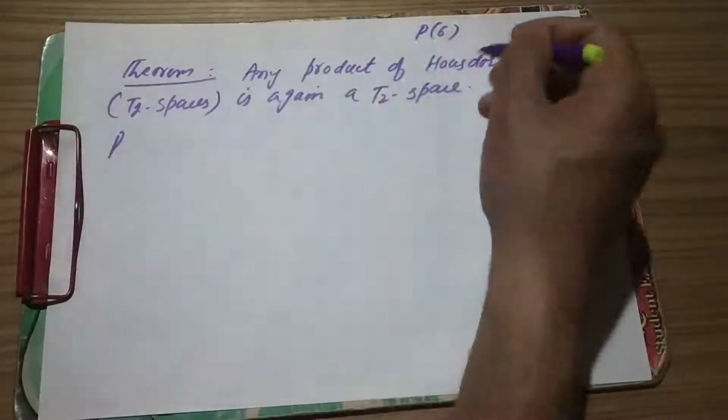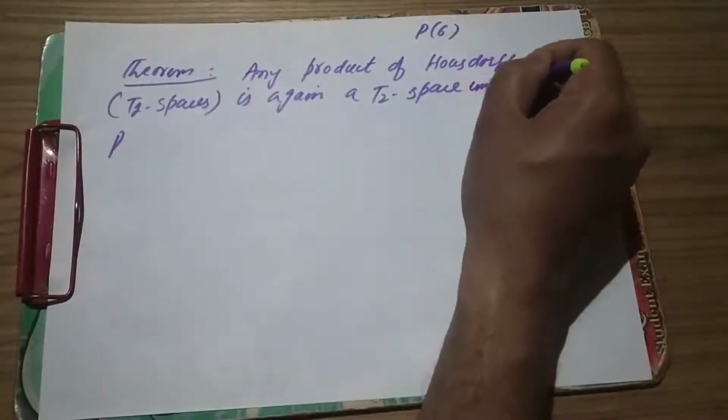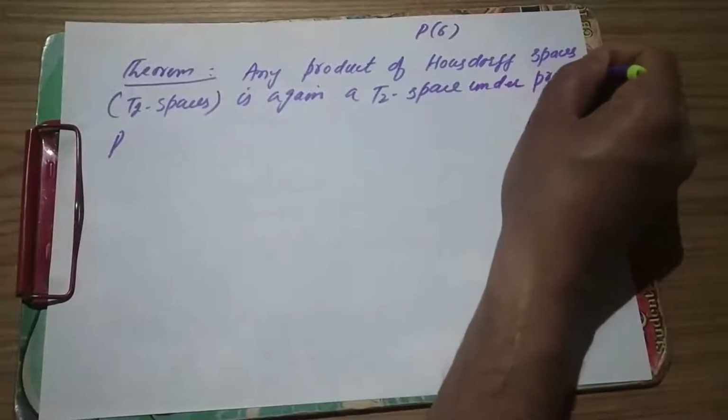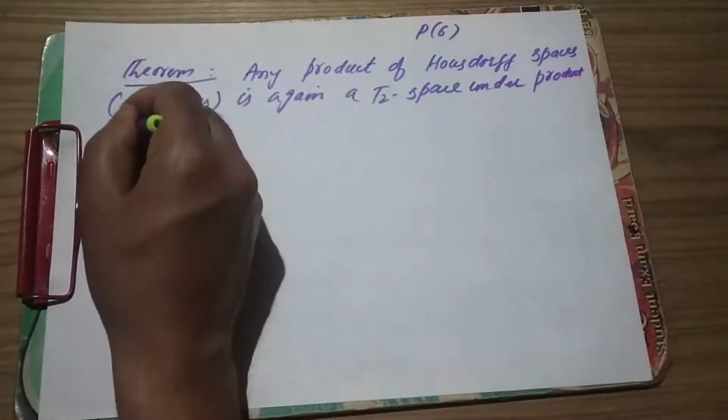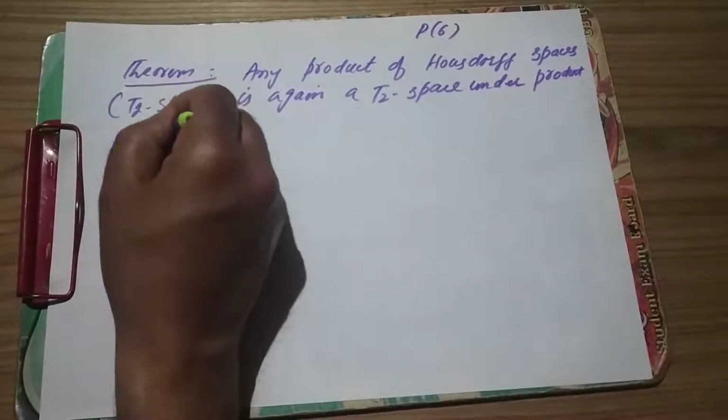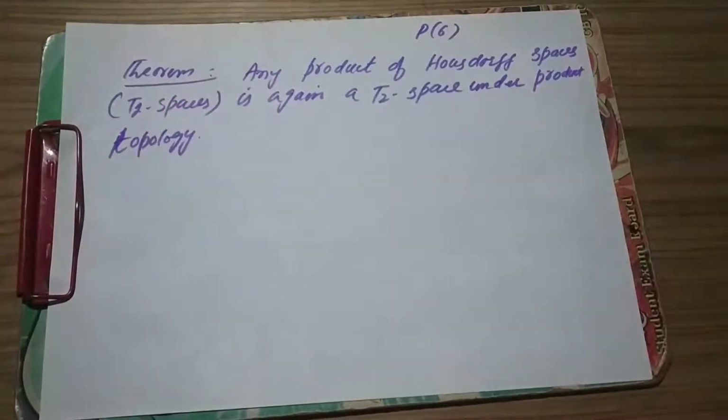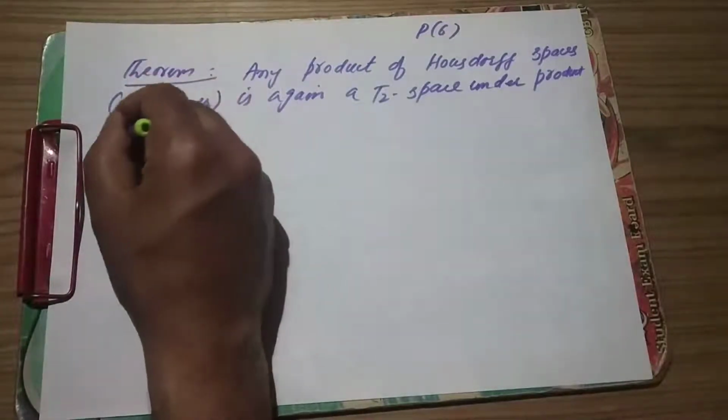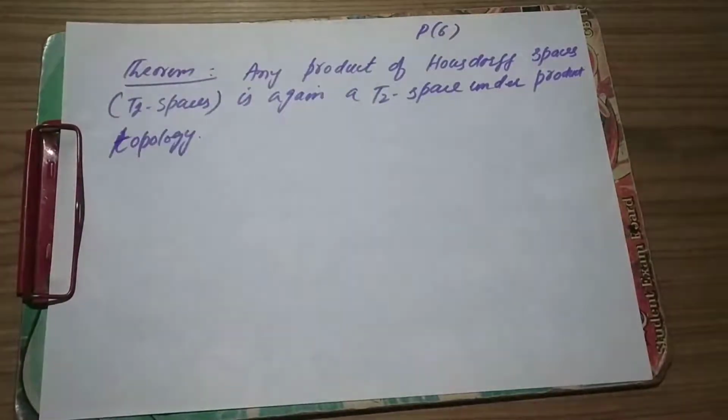Proof. Under the product topology. The product topology is already done in the course Topology 1. It's actually the weakest topology on the Cartesian product of topological spaces which makes each projection continuous. That's the product topology, and this is the cross product, the product of spaces.